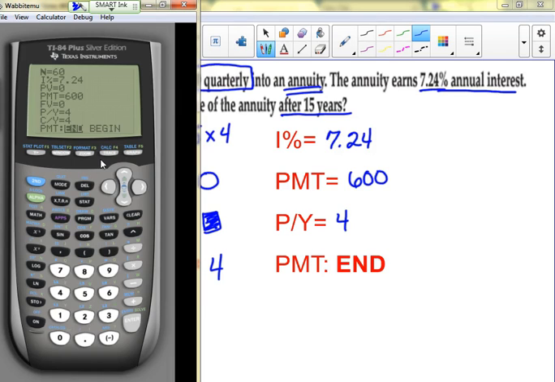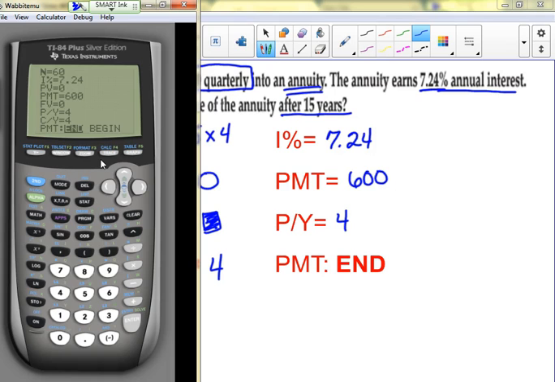I put in a positive $600 payment. So when it gives me back a future value on the account, it's going to be a negative. Because one way was me putting money in the bank, one is what it's going to come back out. I could change it. I could make my 600 negative, and I'll show you that in a second.